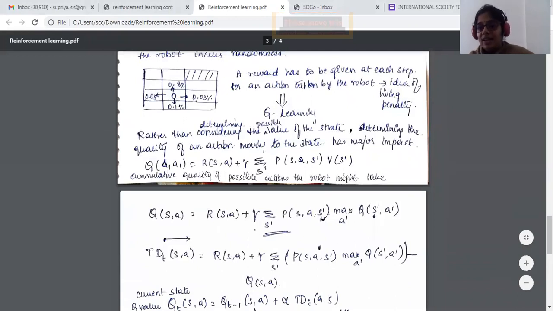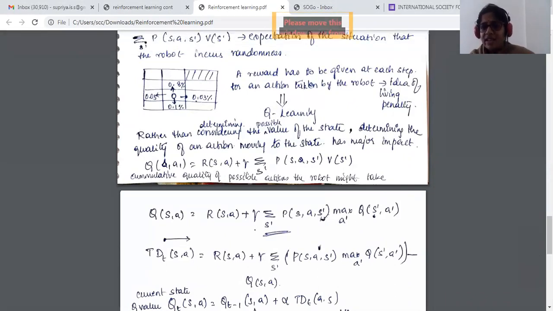So Q learning. See, rather than just determining the possible values of the states, what did we do last time? We identified the possible values of the states. That was an additional calculation that we did, right? Rather than determining that, determine the quality of the action. Rather than identifying the value of the states, you tell that, from one state to the other, when you're performing this action, quantify that action. In the sense, you're directly telling, okay, this is the probability of it.